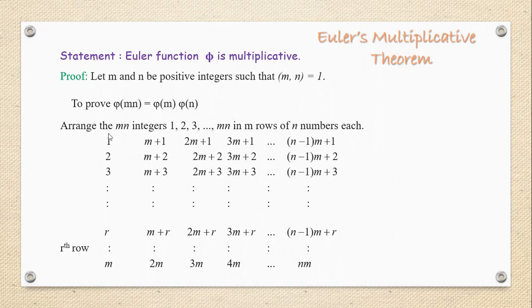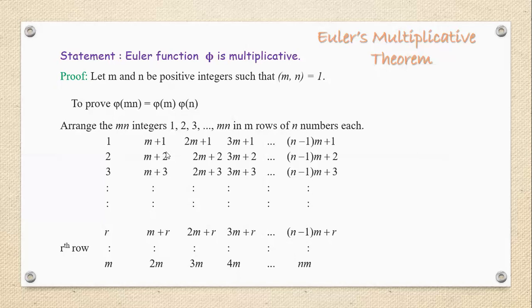So arrange the mn integers 1, 2, 3, and so on up to mn in m rows of n numbers each. We are going to arrange the numbers up to the mth row. So look at the first row. It contains 1, m plus 1, 2m plus 1, 3m plus 1, and so on, up to (n minus 1) into m plus 1. This is the first row.